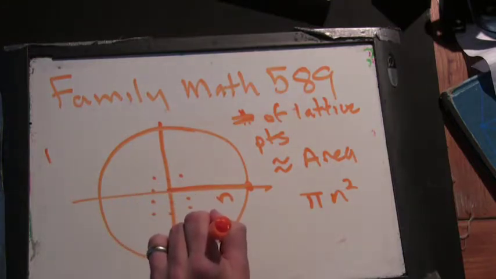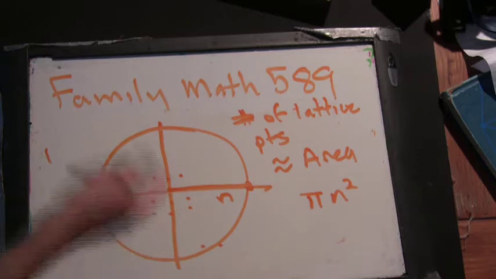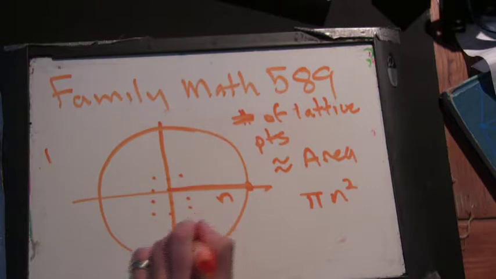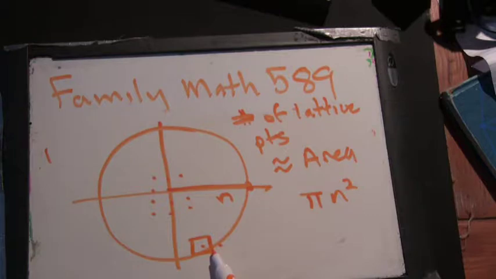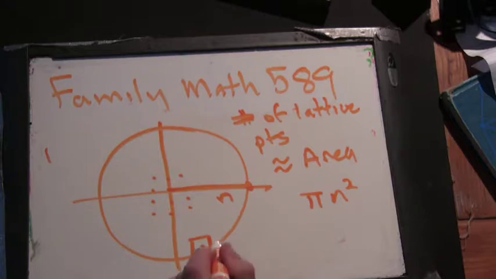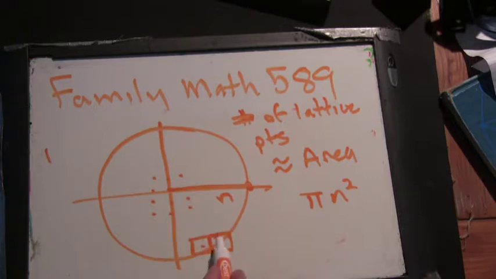Now there are going to be some lattice points that are just inside the circle and some that are just outside the circle. That's why this is just an approximation, because we can put little boxes around those lattice points. Sometimes a box adds a little bit of extra area, and sometimes a box misses some, so it should balance itself out reasonably well.